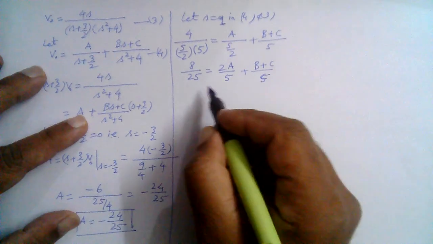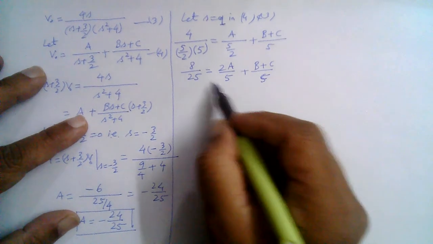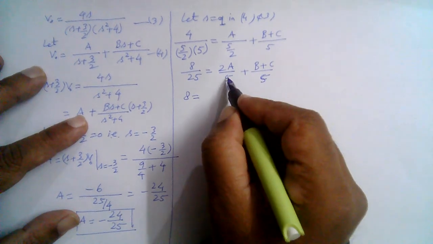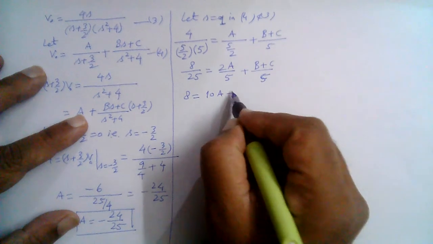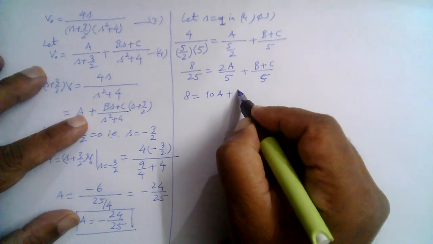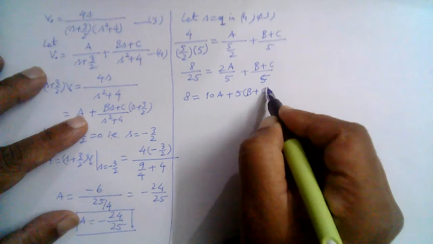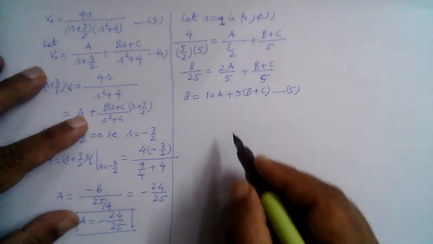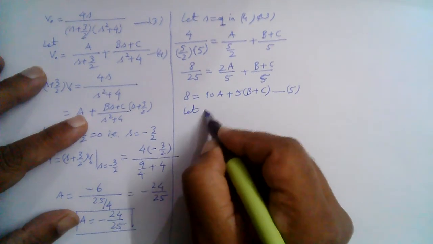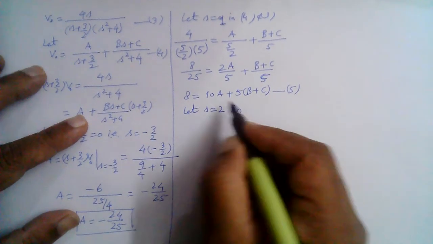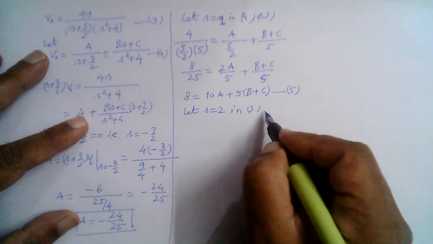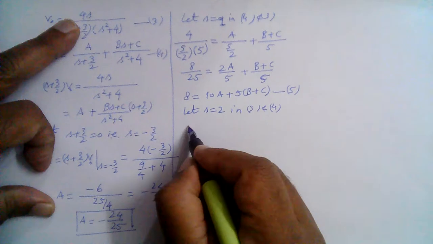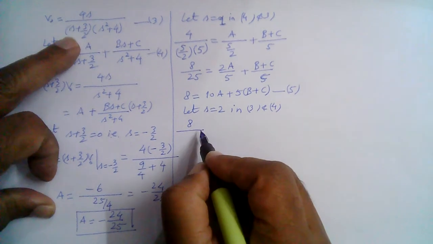So we can multiply throughout by 25. So this is 8 is equal to 10A plus 5 into B plus C. So that is our equation number 5, suppose. And then we let S is equal to 2 in 3 and 4.